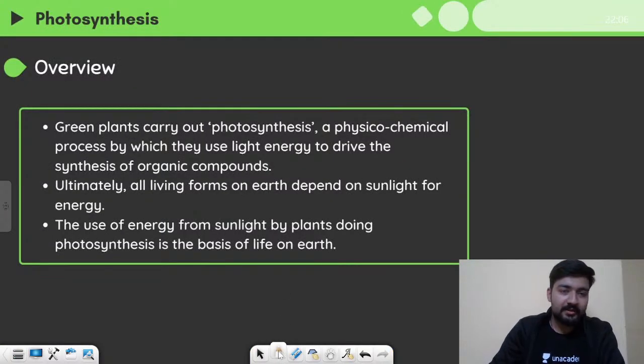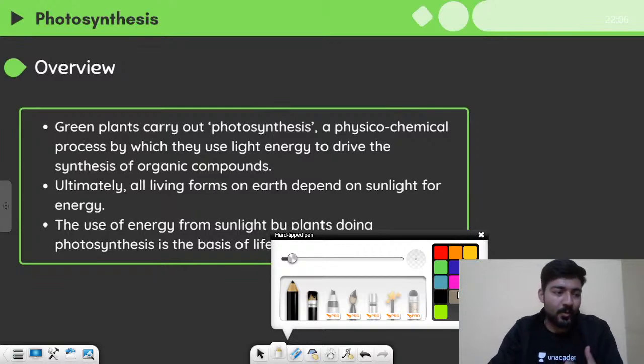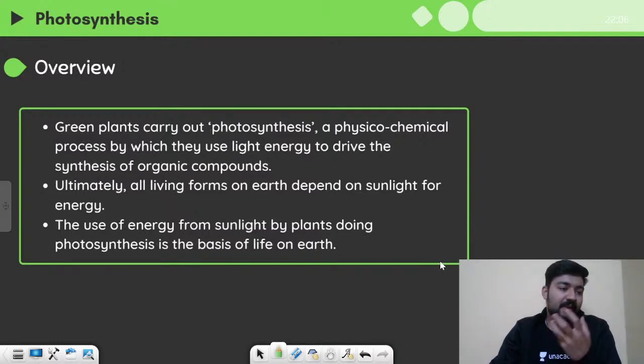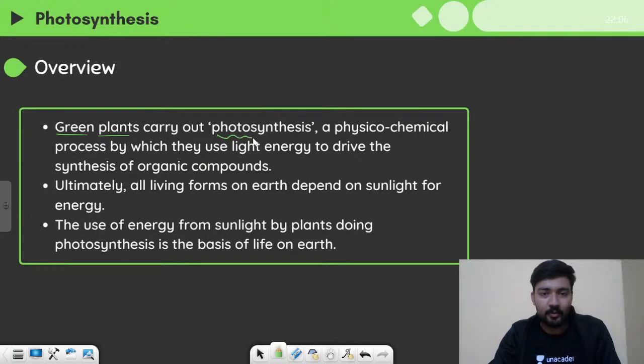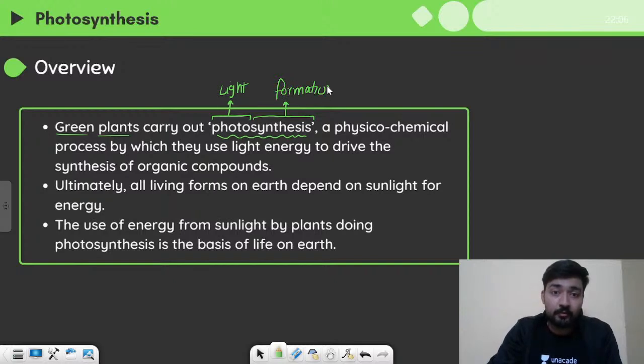So now let's talk about photosynthesis. Let us get an overview of this wonderful process, of this wonderful phenomenon which is capturing the energy from sunlight. So let us get a basic idea of photosynthesis. So the green plants carry out photosynthesis. So the word photosynthesis itself means, photo means light, right? Photo means light and synthesis means formation. So the process of formation of food or organic compounds using the energy of light is known as photosynthesis.